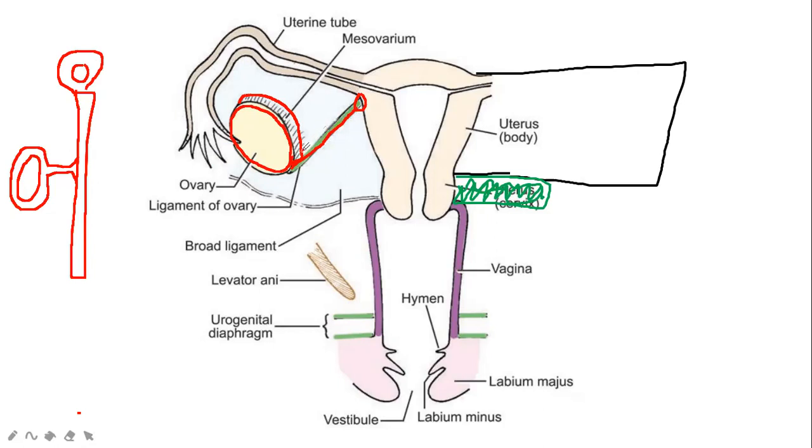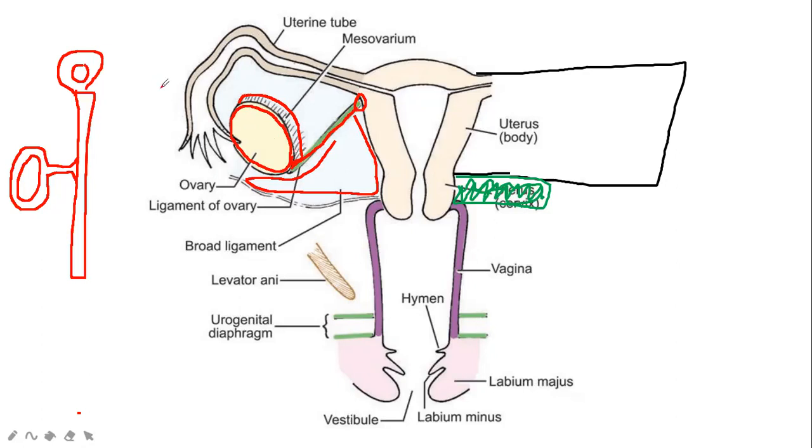The part of this broad ligament that stretches upwards from the ligament of the ovary to encircle the fallopian tubes is what we call the mesosalpinx. Then this lower part is generally called the broad ligament of the uterus. So we have the broad ligament of the uterus, the mesosalpinx, and the mesoovarium.